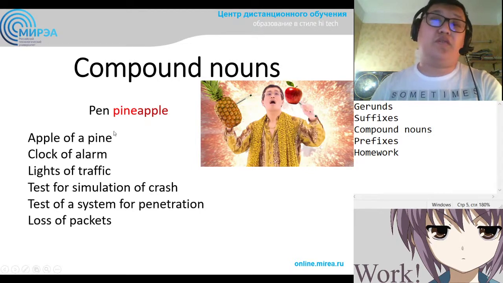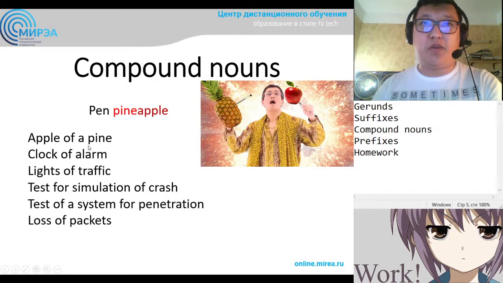The funny thing about the word pineapple is that it's also a compound noun, so you can build them one by one or all together in a sequence. So you can say that pineapple is an apple of a pine.